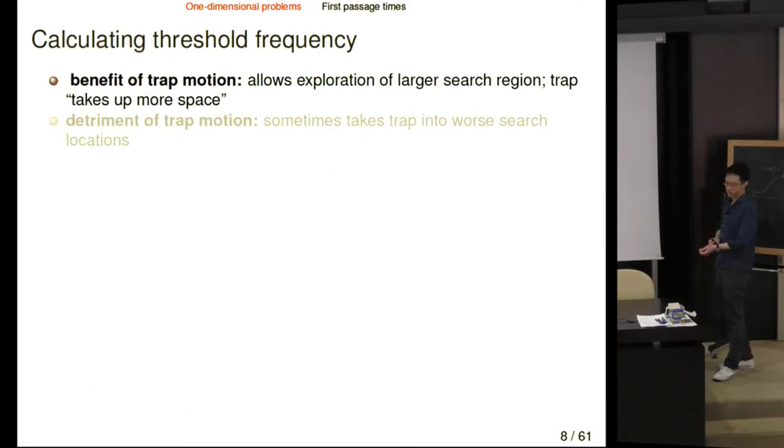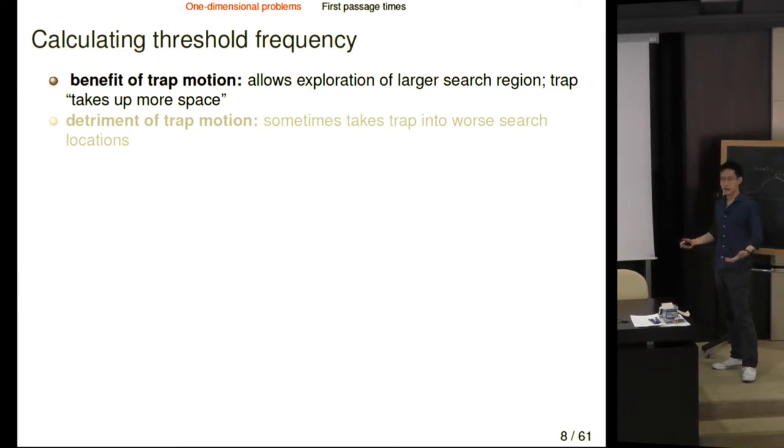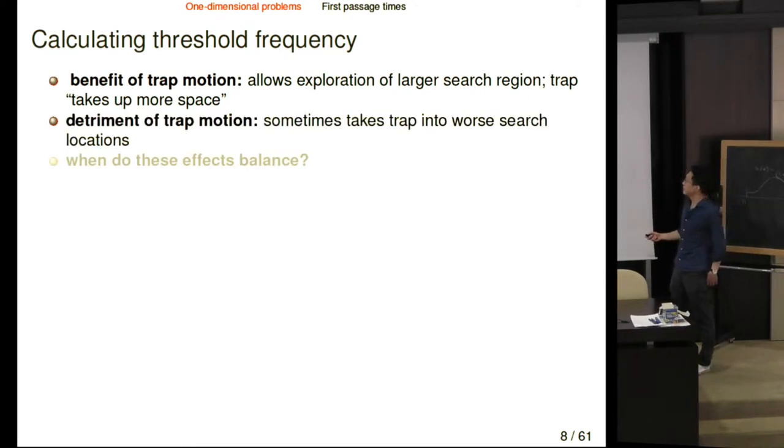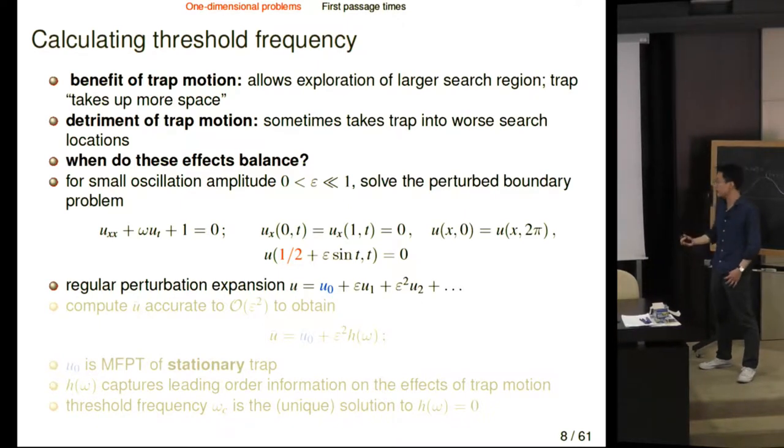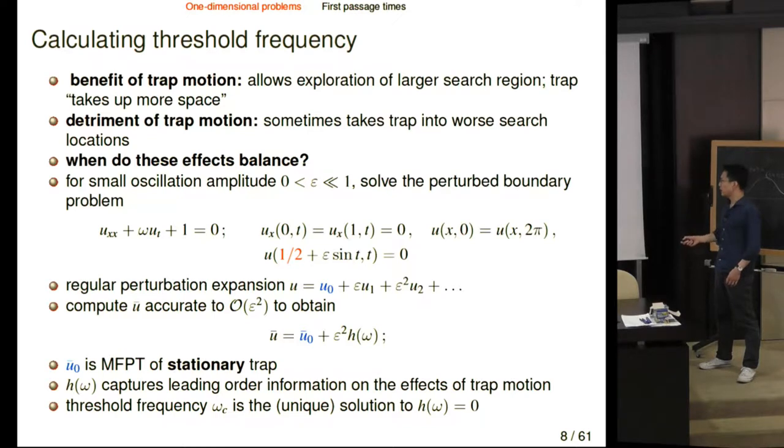Okay. So we said that the benefit of trap motion is that it allows a larger exploration of the search region. It essentially takes up more space. Right. The detriment is that it takes the trap into worse search locations. So when do these effects balance? Well, it turns out that when the amplitude is small, you can do this asymptotically. I'm not going to do it. It's very straightforward. But essentially, we just expand in the small amplitude epsilon, right? And we get that the effect of the trap motion is actually at order epsilon squared. Okay.